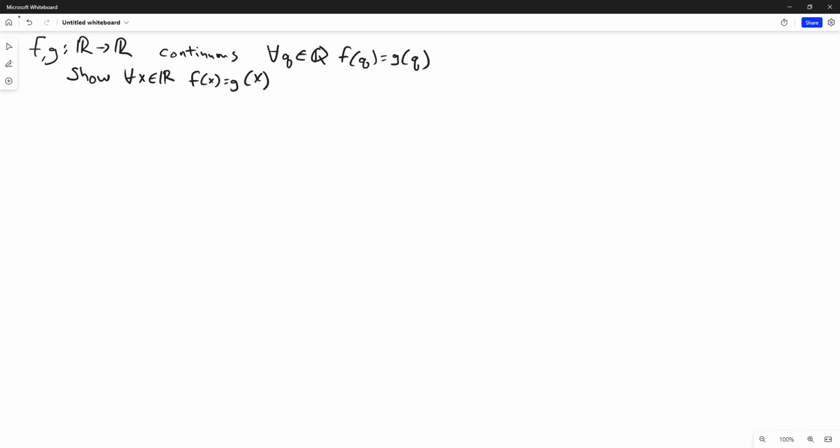And this seems like it makes sense because there's just so many rational numbers. There's not really any room for a continuous function to jump away. And what we're going to do is a proof by contradiction. So we're going to assume that there's some x0 such that f of x0 does not equal g of x0.